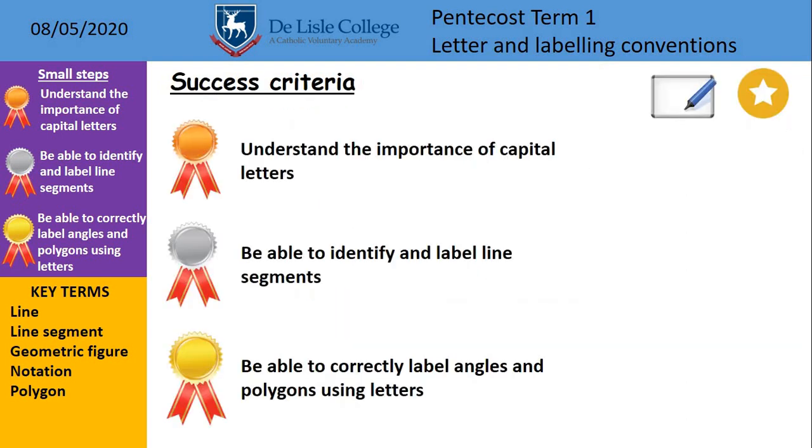That would be the conclusion of the lesson today on letter and labelling conventions. Make sure we're using capital letters and that you follow the correct way round, and that does in fact create the shape that you're after. Make sure you've had a go at those worksheets and mark them. There will be a Hegarty clip on there, and next lesson we'll look into line segments in a little bit more detail and measuring them as well. In the meantime, look after yourselves, Year 7, and speak to you again soon.